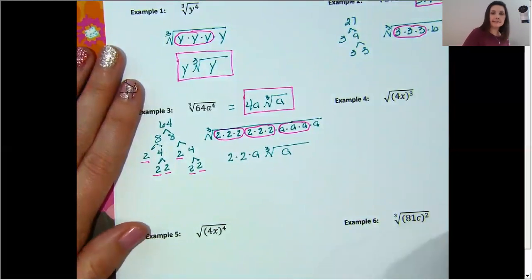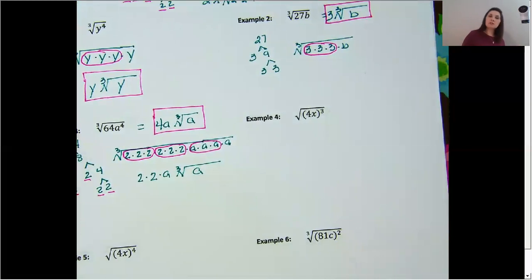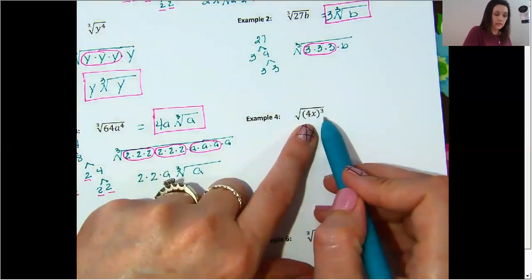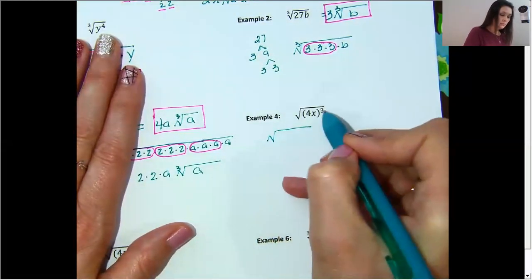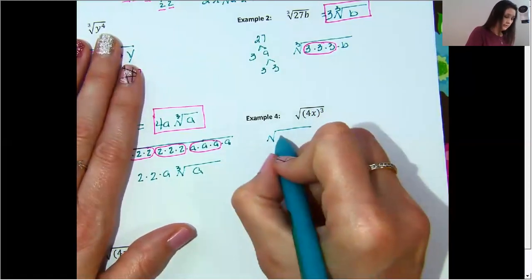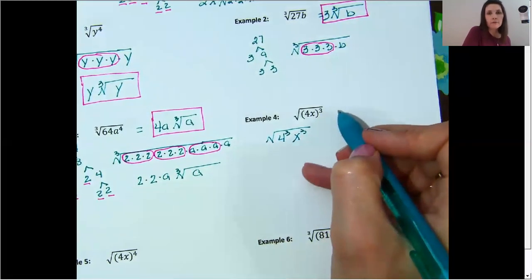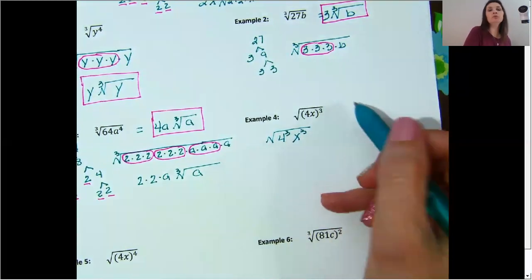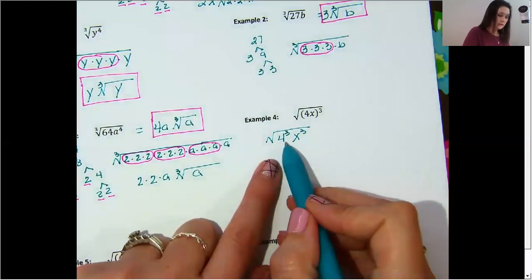All right, moving on to example 4. Example 4 is just a tad different because remember with order of operations, you have to solve exponents first and then parentheses. And so we have that here. And so what that means is that we have 4 cubed times x cubed. Because remember, anytime you have an exponent on the outside of the parenthesis, you have to apply it to both terms within that parenthesis. So now we can simplify this a little bit.